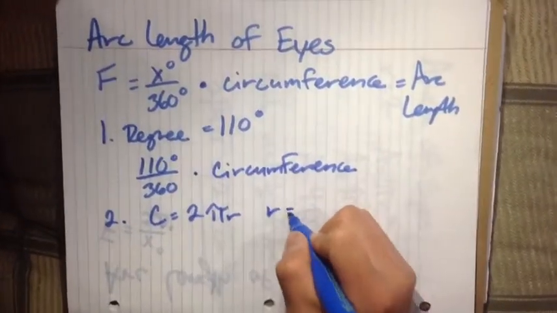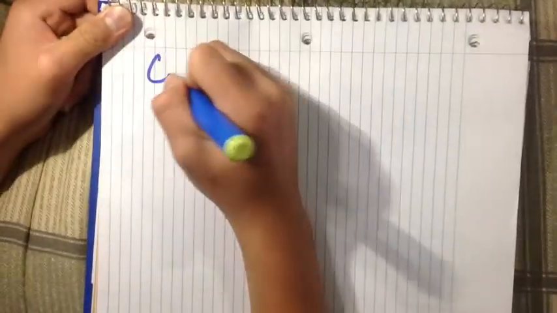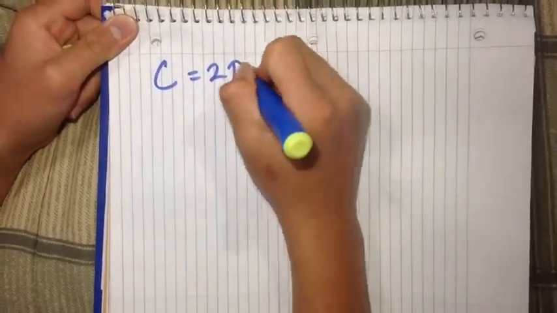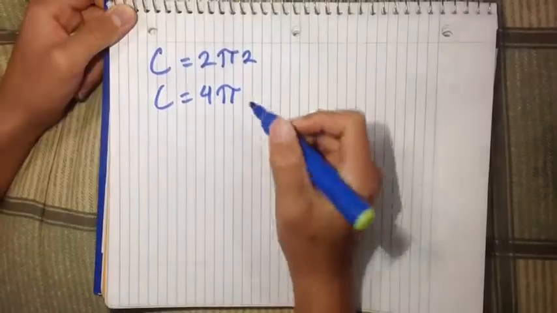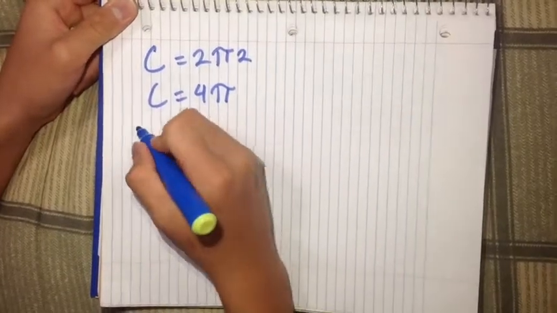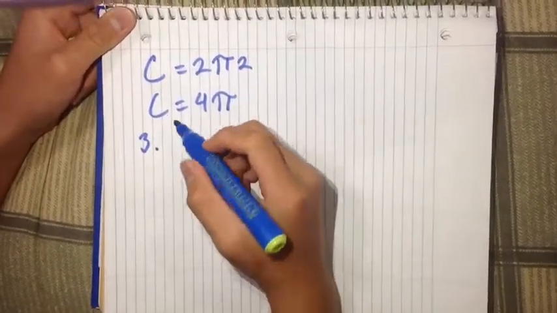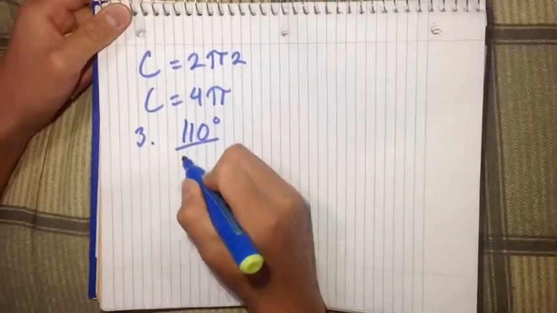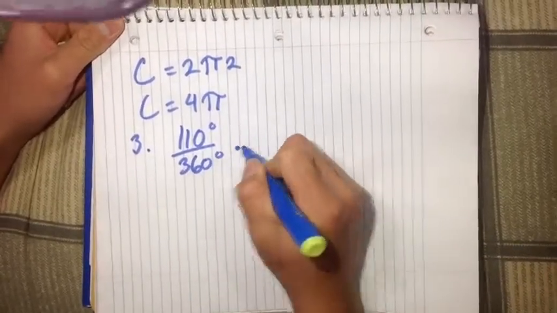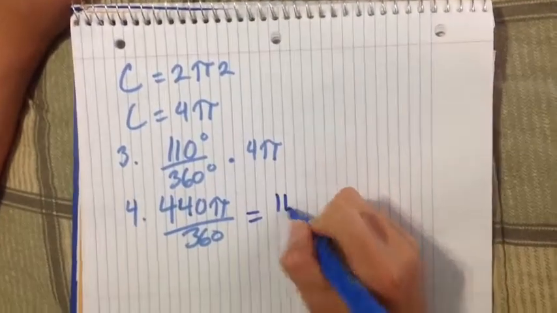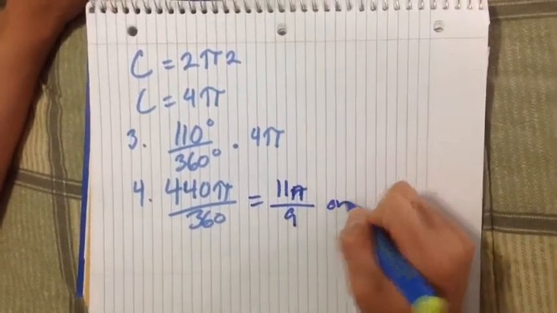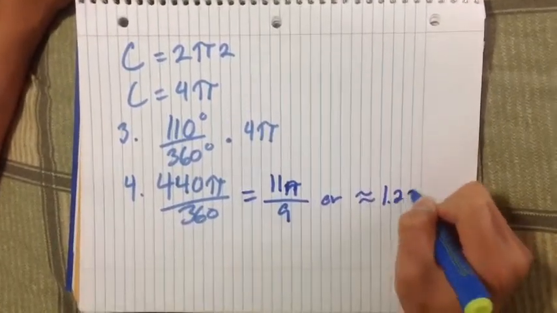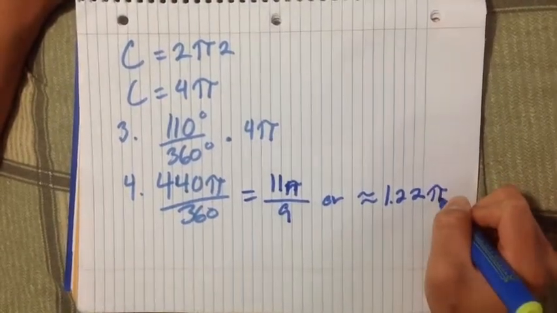We know that the radius is equal to 2 centimeters. Now we're going to plug the 2 centimeters into the circumference formula to get 2 pi 2, which is equal to 4 pi. Now we're going to plug all of that into the arc length formula to get 110 degrees over 360 times 4 pi. Now we're going to multiply this across and get 440 pi over 360 degrees, which is equal to 11 pi over 9, or about 1.22 pi centimeters.